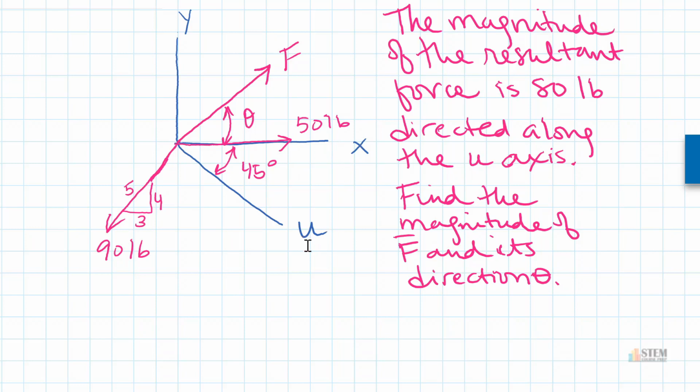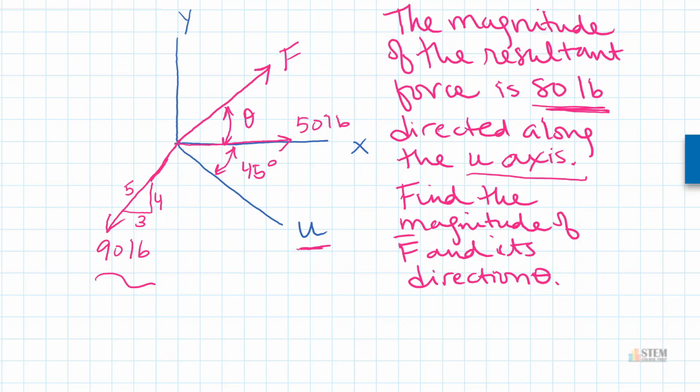I've got this little u-axis here, which is dropped down 45 degrees from x, and then I've got another force right here, so the 90-pound force. And this one we're given that little triangle. Now what we want to do is find the magnitude of F and its direction theta, if we know the magnitude of the resultant force is 80 pounds directed along the u-axis.